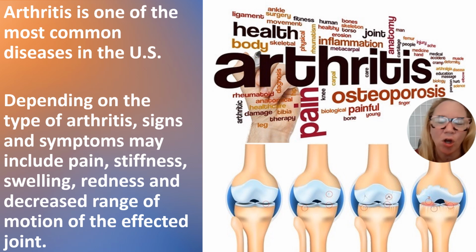Arthritis is one of the most common diseases in the U.S. amongst Americans, and it's more prevalent as we age into our senior years. Depending on the type of arthritis, signs and symptoms can include pain, stiffness, swelling, decreased range of motion, and impaired functional ability as well. We have people out there playing tennis and golf and pickleball and more in their senior years, which is inhibited oftentimes by arthritic conditions.